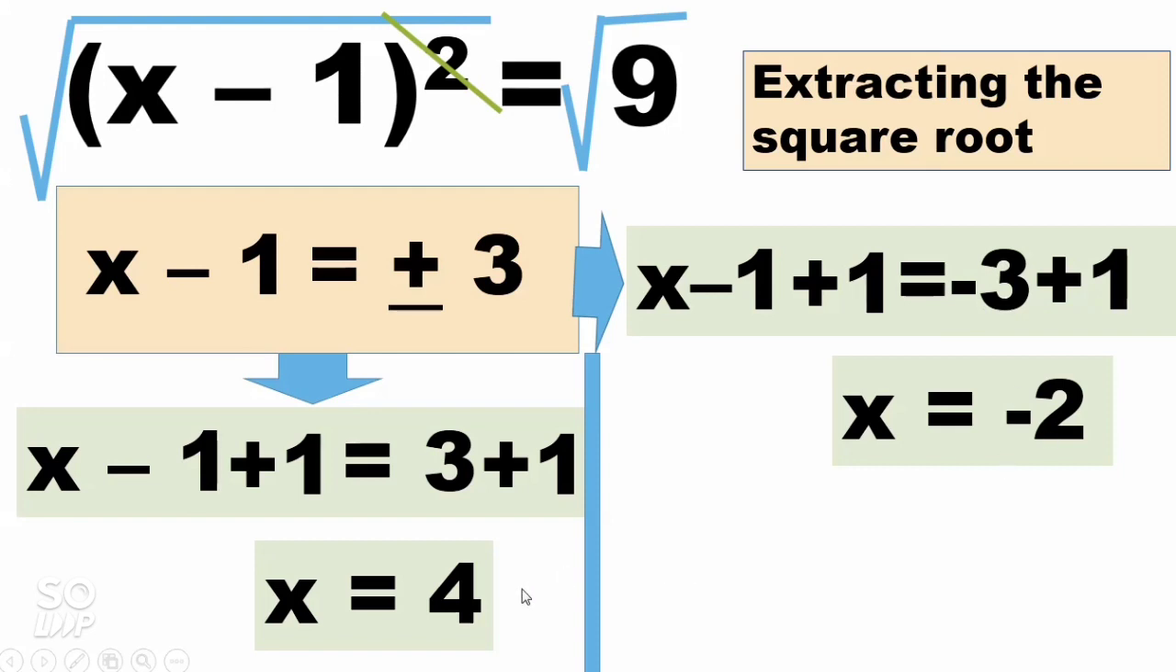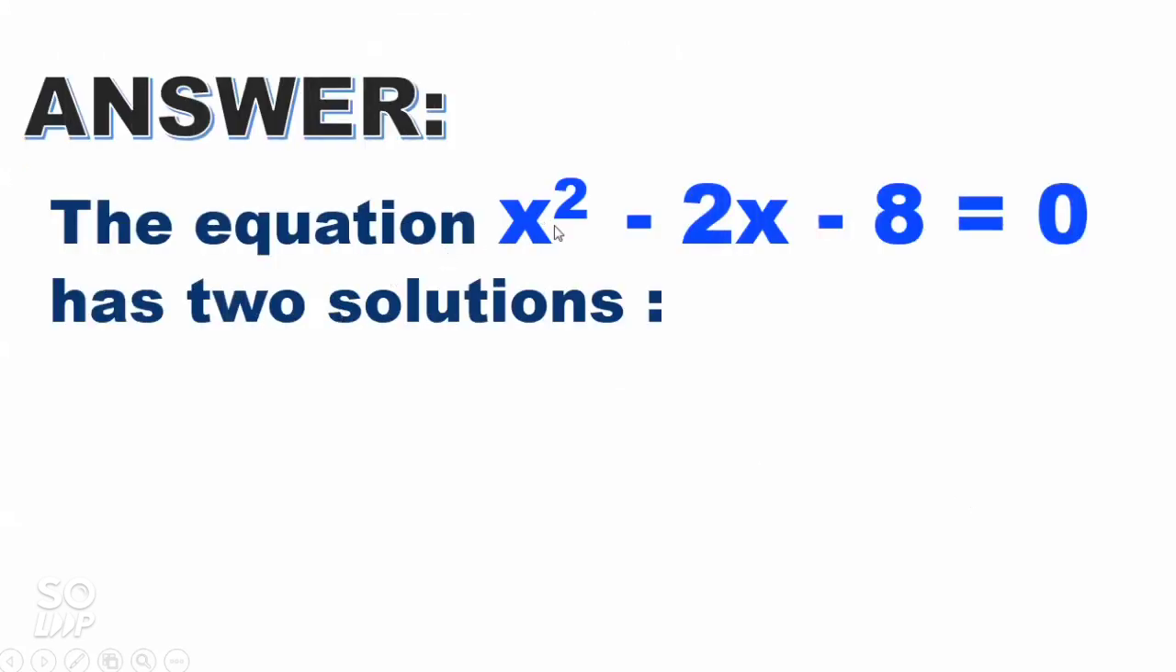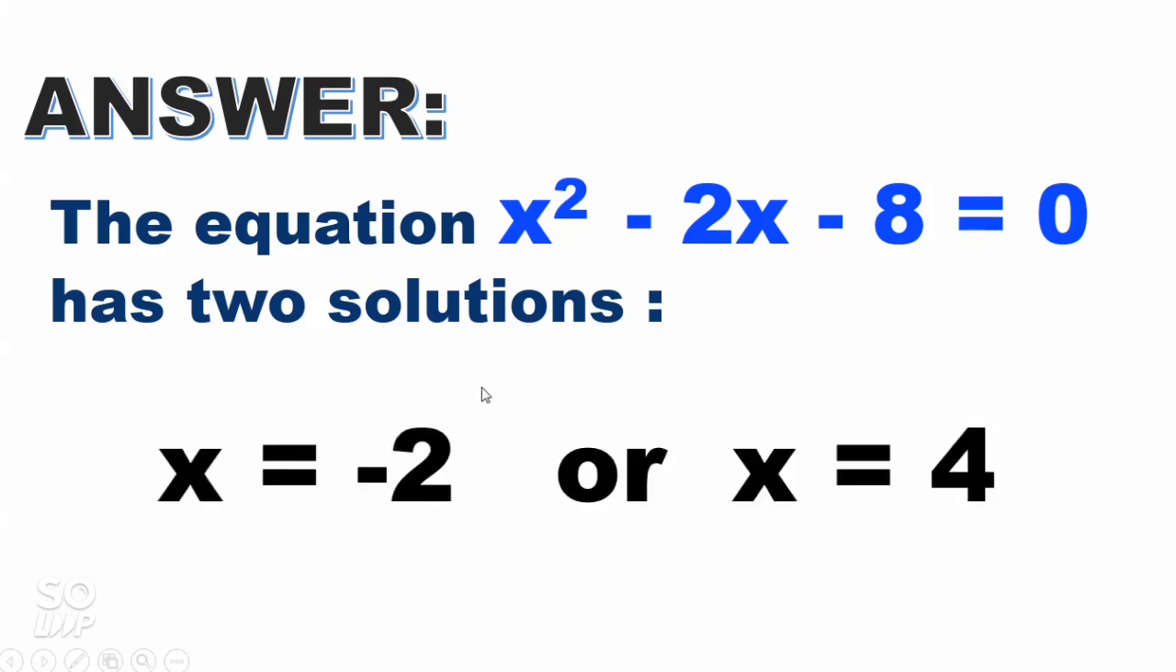Okay, so the two values of x are x equals 4 and x equals negative 2. Again, the equation x squared minus 2x minus 8 equals 0 has two solutions. And we have x equals negative 2 or x equals 4.